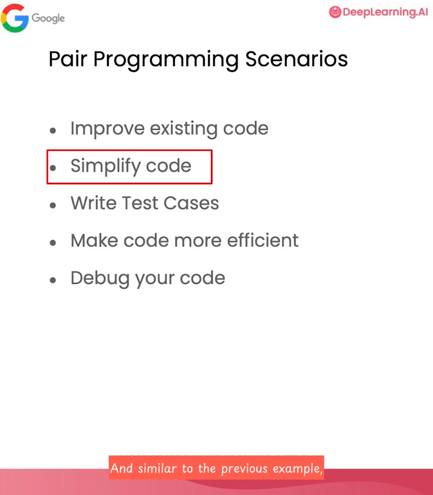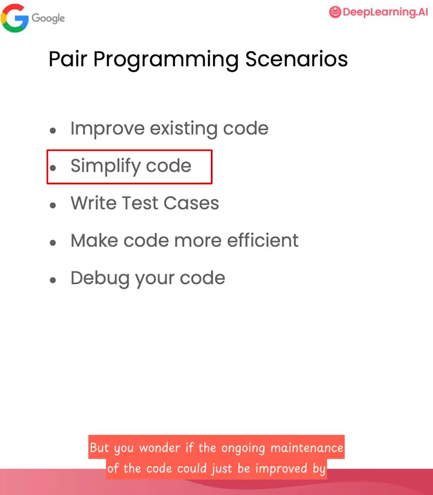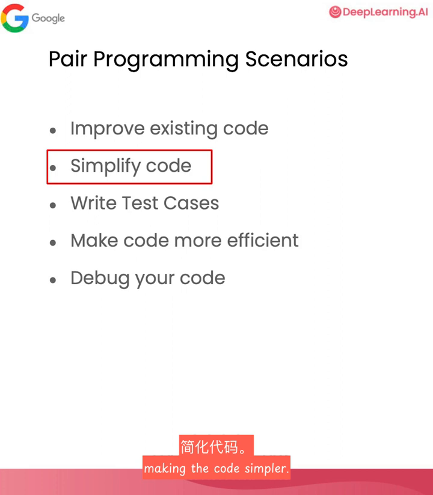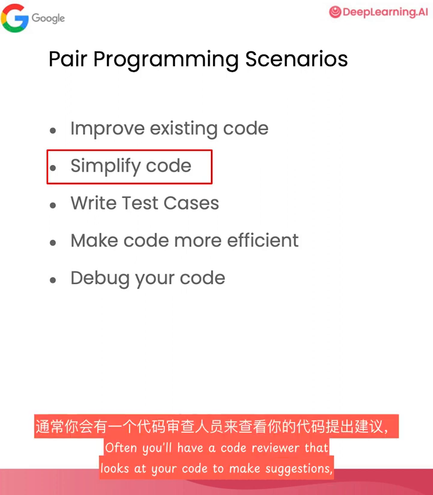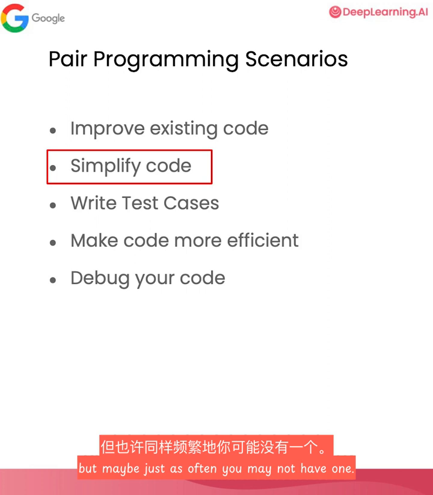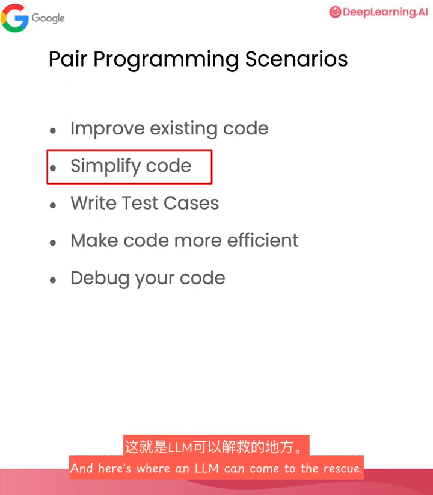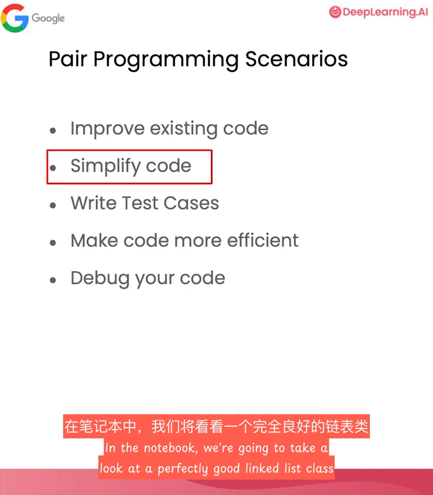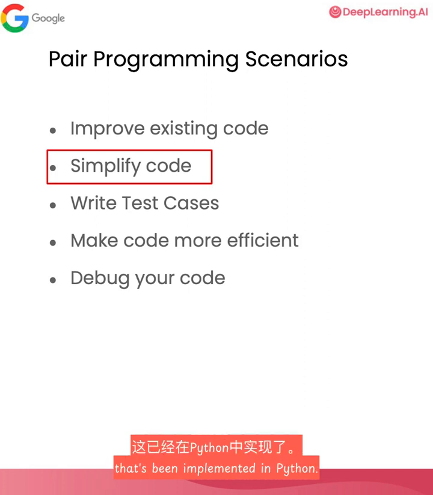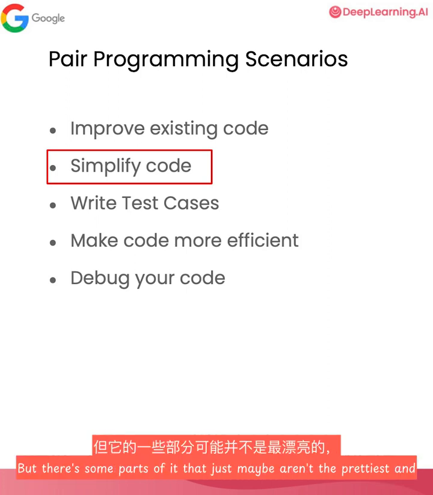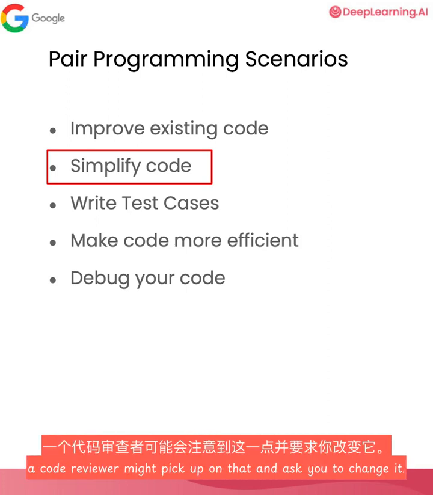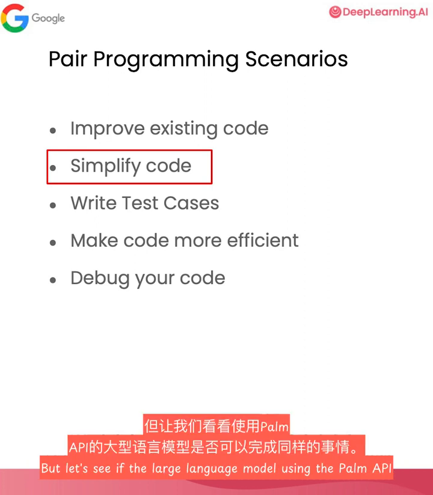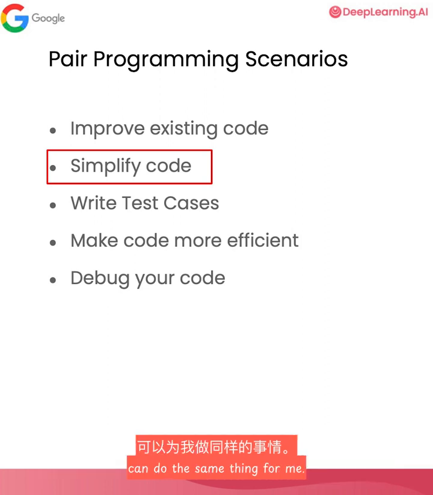And similar to the previous example, it's a common scenario where you've written code that works, but you wonder if the ongoing maintenance of the code could just be improved by making the code simpler. Often you'll have a code reviewer that looks at your code to make suggestions, but maybe just as often you may not have one. And here's where an LLM can come to the rescue. In the notebook, we're going to take a look at a perfectly good linked list class that's been implemented in Python, but there's some parts of it that just maybe aren't the prettiest, and a code reviewer might pick up on that and ask you to change it. But let's see if the large language model using the PaLM API can do the same thing for me.